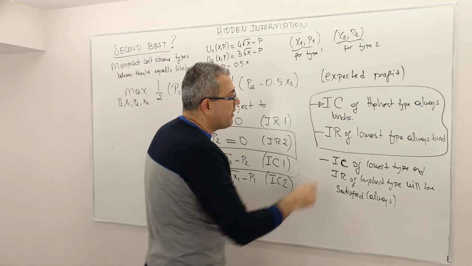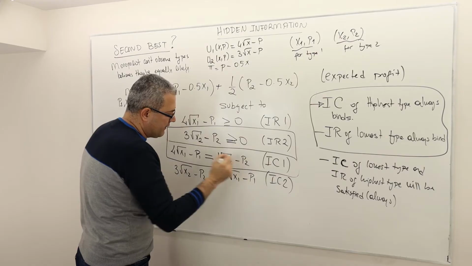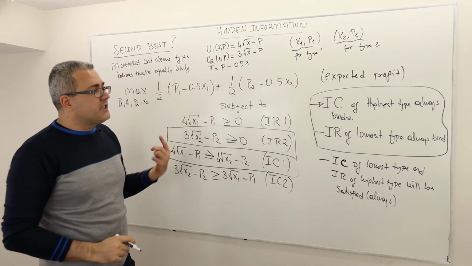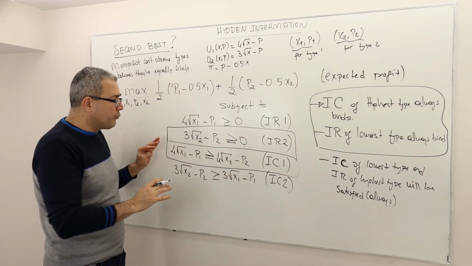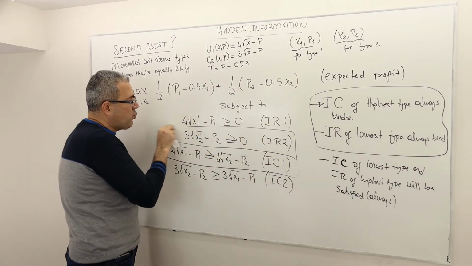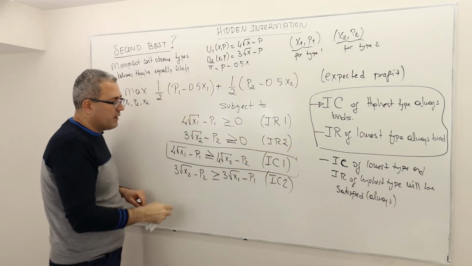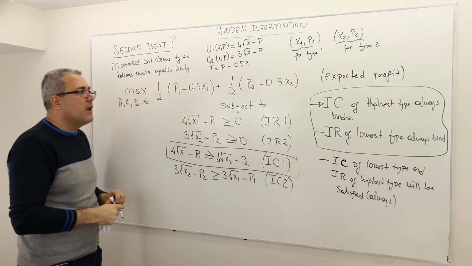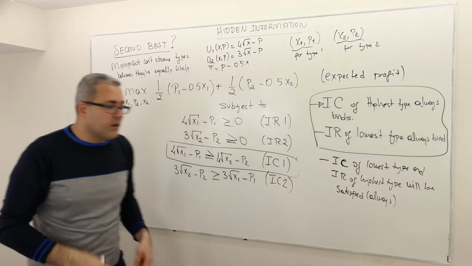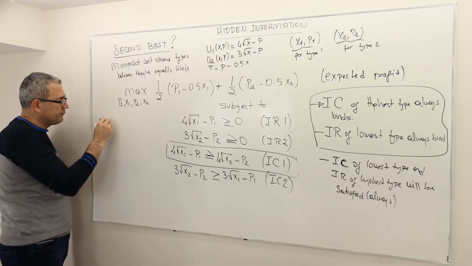Well, let's start with the IC constraint. All right, so let's leave everything like this. Let's suppose, I'm going to prove now that the IC1 constraint will be binding, okay? Meaning it's going to be equal. So how can I prove this? I'm going to prove it by contradiction.